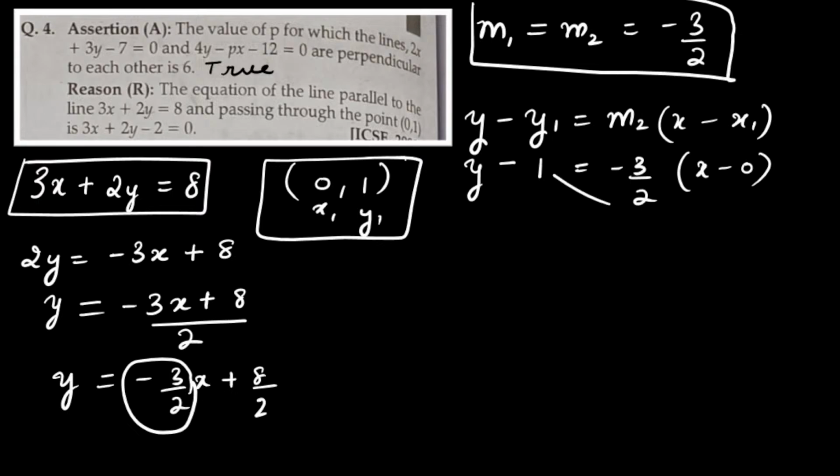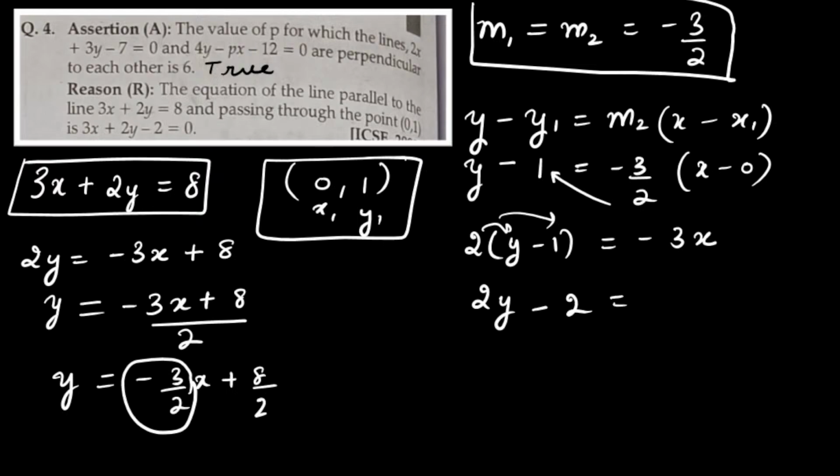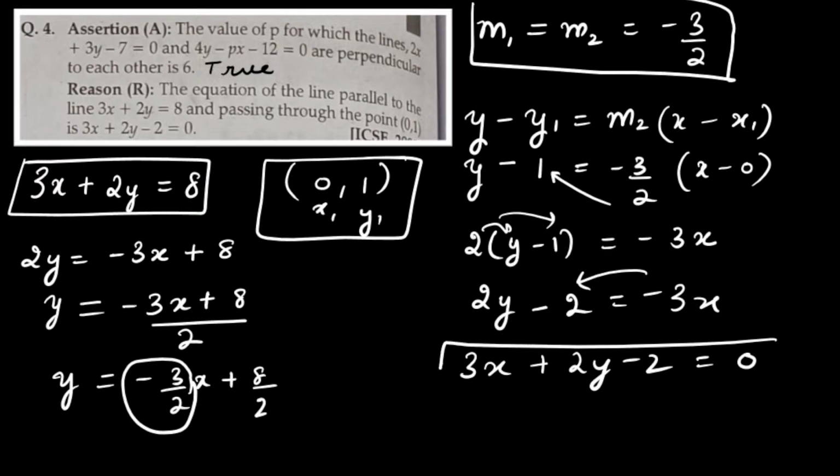So this 2 will shift to the other side. Here it's getting divided; when we shift to the other side, it will get multiplied. Multiplied by 2: y minus 1 is equals to minus 3, x minus 0 is x. So minus 3x. So here we'll multiply: 2y, 2 into 1 is 2, is equals to minus 3x. If we shift minus 3x to this side, it will become positive. 3x plus 2y minus 2 is equals to 0.